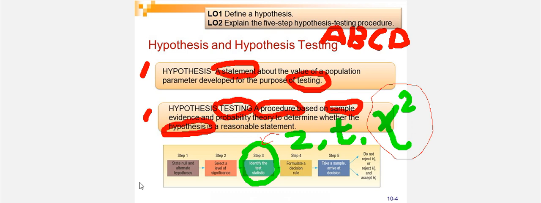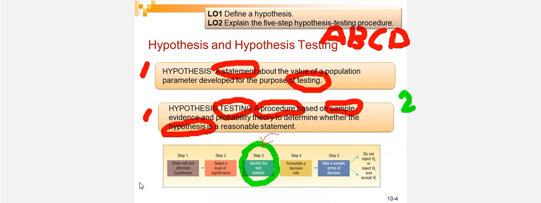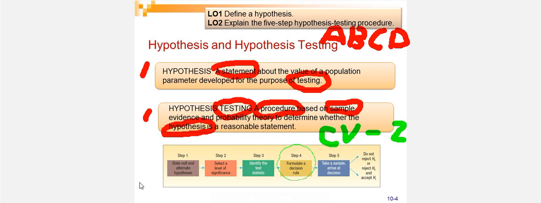Then step number 4. Step number 4 is formulate the decision rule. So we want to formulate our decision. Then whether decision, that means we see the critical value. So they have the step here. We see the critical value, CV, and the calculation value. That means calculation value, whether it is Z-test or t-test or chi-square or ANOVA and so on.